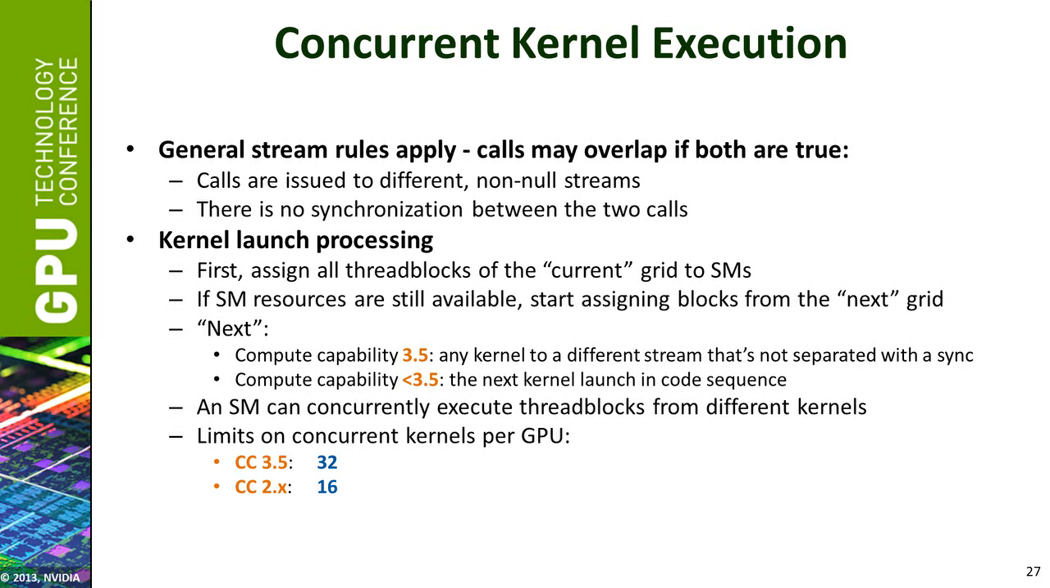Now, pre-compute capability 3.5, what hardware really did, it considered all the launches of the kernels in sequence that they appeared in your source code, right? Because it only had one queue instead of many queues for execution. So if you had kernel 1, kernel 2, it would inspect them in that order as they appeared in your source code. Now hardware actually has multiple queues that it looks at.